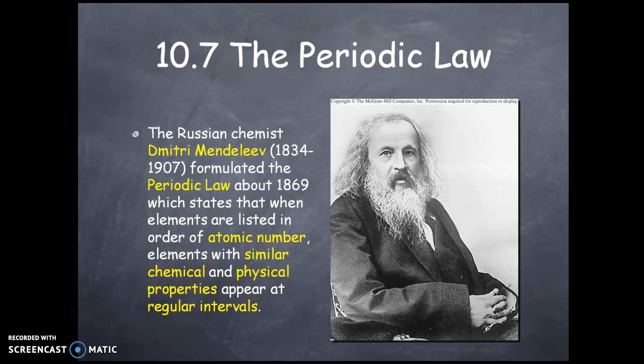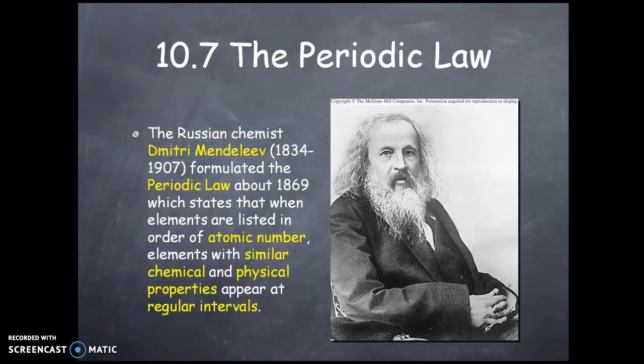The periodic law. The Russian chemist Dmitry Mendeleev is the one who formulated the periodic law, around 1869, which states that when elements are listed in the order of atomic number, elements with similar physical and chemical properties appear at regular intervals.